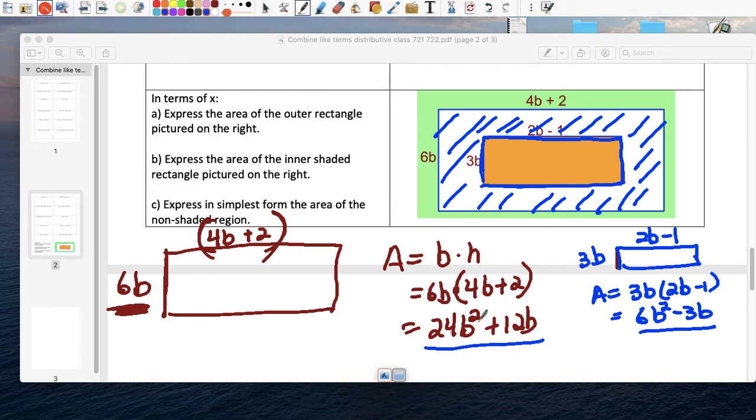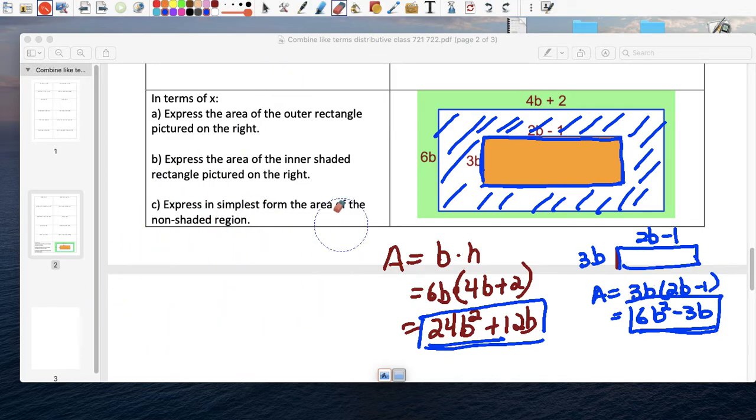Well, I know that the entire area is represented by this. So from that entire area, I have to remove this part right here, the second rectangle. So it's one rectangle minus the other rectangle. And this is where there's going to be a lot of mistakes. Now, the area of the first rectangle is this, guys. That's the area of the whole rectangle. The whole sheet of paper is represented by this. Not 24b squared, not 12b, but the sum of 24b squared plus 12b.